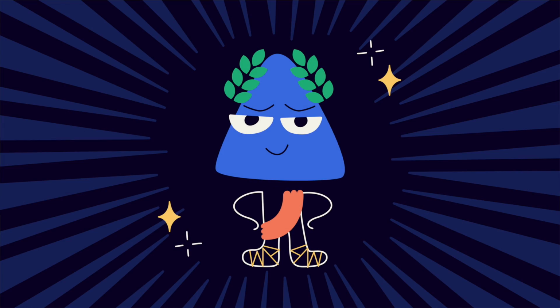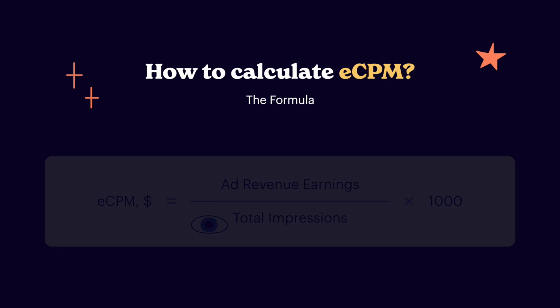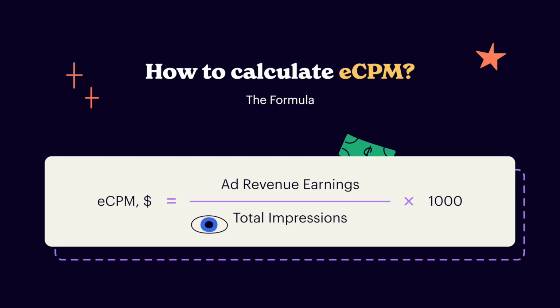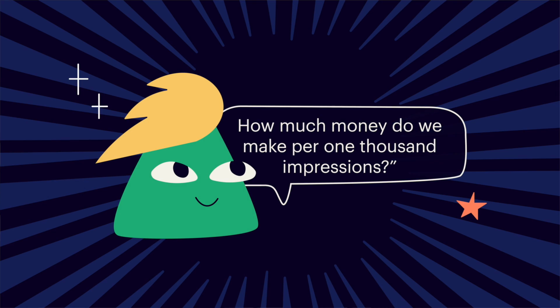What is eCPM? eCPM stands for Effective Cost Per Mil, where mil is Latin for 1,000 impressions. How to calculate eCPM? Take the total ad revenue, split it by the number of impressions, and multiply it by 1,000. So basically, eCPM helps to answer the question, how much money do we make per 1,000 impressions?